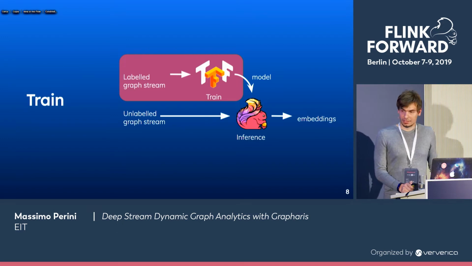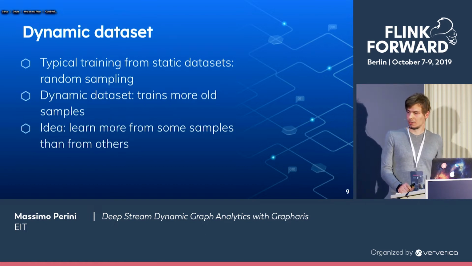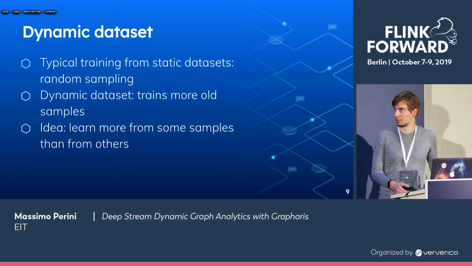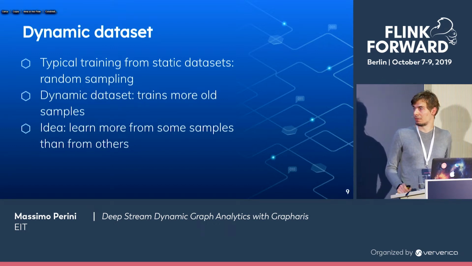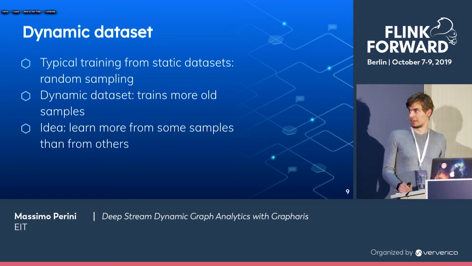Okay, let's talk about the training part. How do we usually train deep learning models? A deep learning model is usually trained with backpropagation. So we take some random samples from our dataset, we compute the output, then we compute the loss, so the error that our model has with respect to the expected output, and then we tune our deep learning parameters to reduce this error.